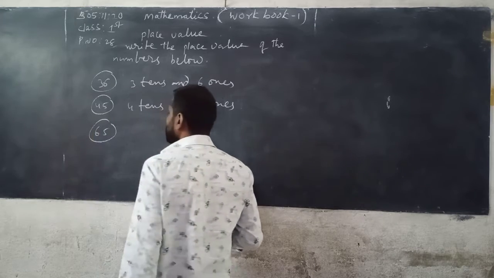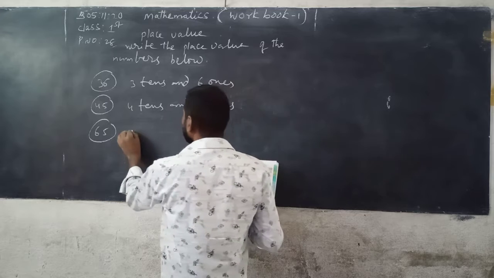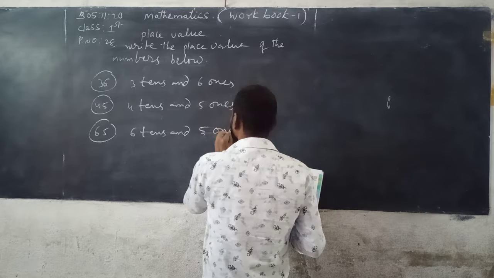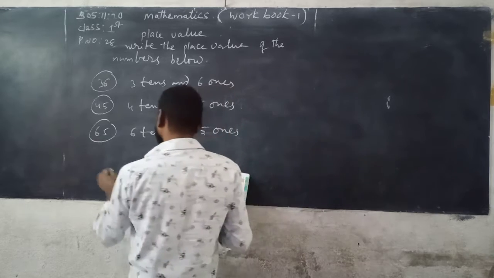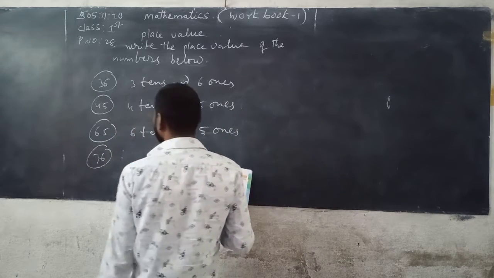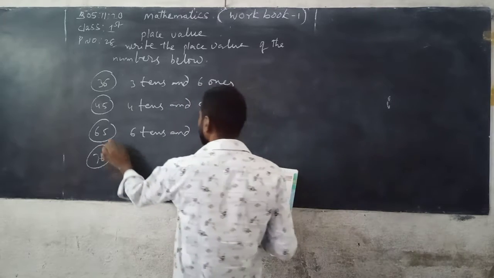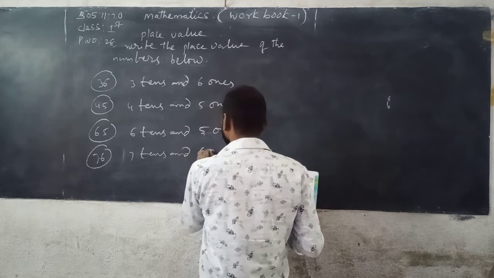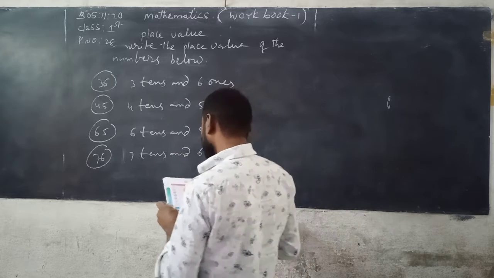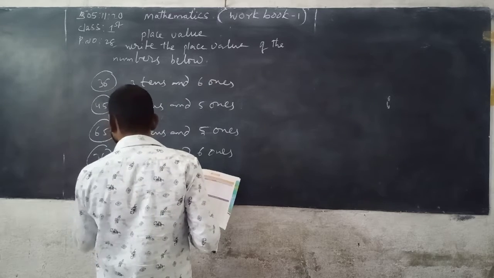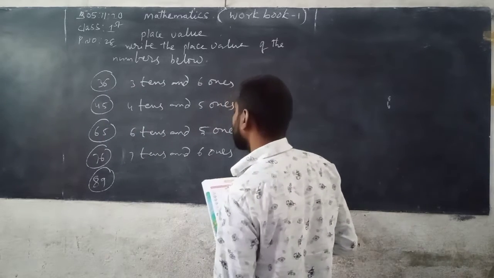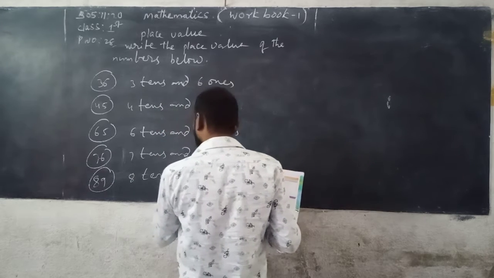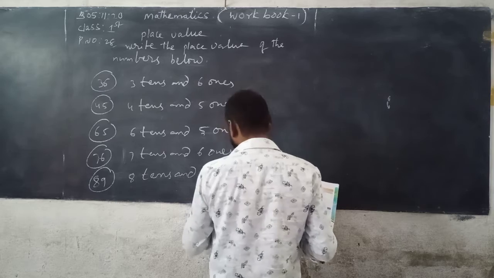Next 65. 5 is in 1's place, 6 is in 10's place. Then you can write 6 tens and 5 ones. Next 76. 6 is in 1's place, 7 is in 10's place. Then you can write 7 tens and 6 ones. Next 89. See, 9 is in 1's place, 8 is in 10's place. Then you can write 8 tens and 9 ones.